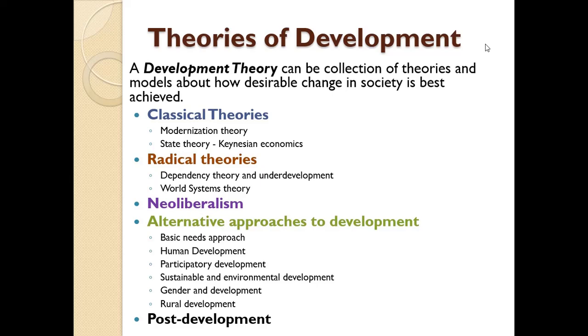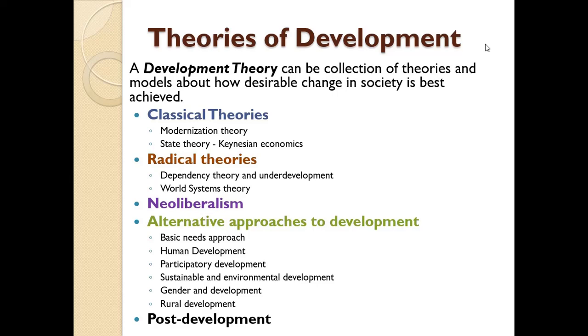So, a development theory can be a collection of theories or models about how desirable change in society can best be achieved. In other words, it's some kind of idea or thought on how, if developing countries are stating that they can help developed countries to develop, then how best can they develop? So models and theories have been developed over time, and we shall look at all of this in a moment.